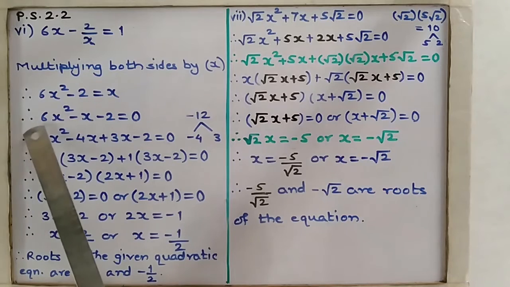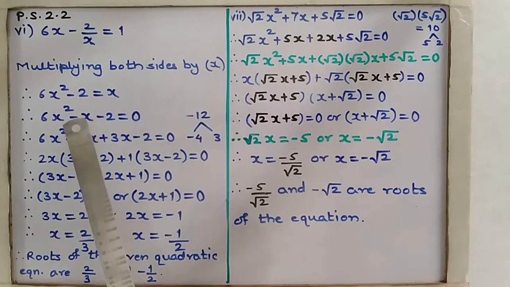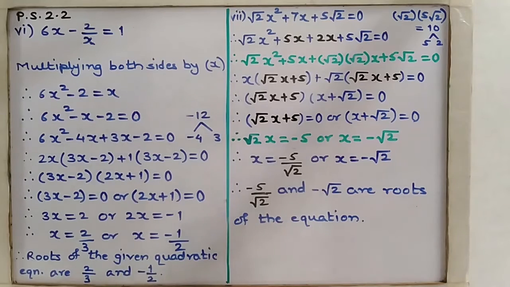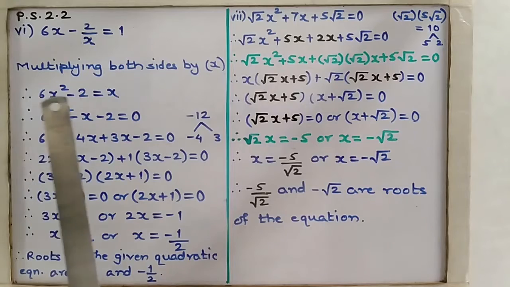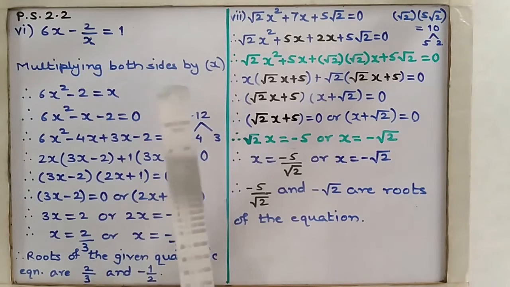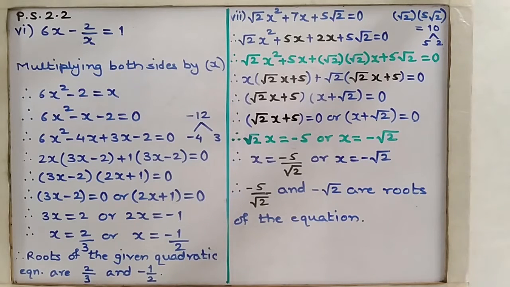Coefficient of x square is 6. Coefficient of x is minus 1 and constant is minus 2. Now in the first step you will multiply 6 with minus 2. 6 multiplied by minus 2 is minus 12. So we are supposed to find two numbers whose product is minus 12 and the sum should be minus 1.